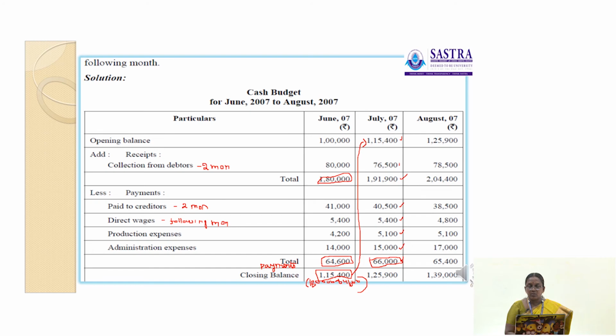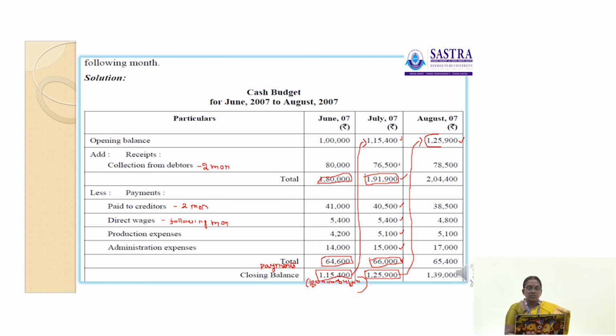Total receipts 1,91,900. So 1,91,900 minus 66,000, the net amount is 1,25,900. Okay. Then 1,25,900 is the closing balance in the month of July, which is the opening balance in the month of August 2007. Here cash collected from debtors 78,500. The total receipts: 1,25,900 plus 78,500 is 2,04,400.